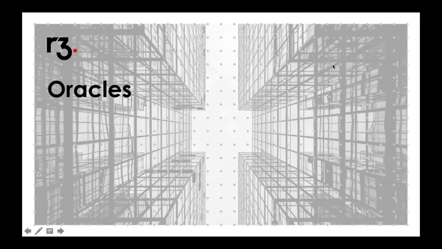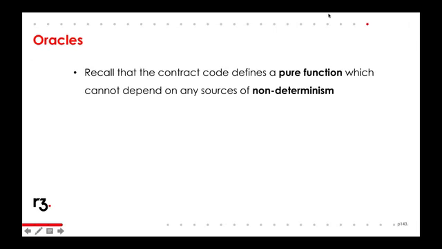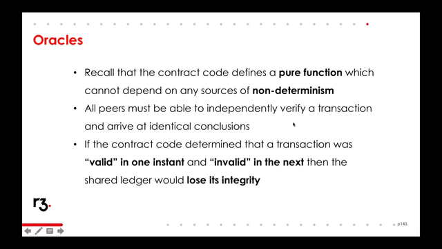So in this webinar, we're going to talk briefly about oracles, how they work and what functionality they provide. Recall that when we talked about contracts, the contract code defines a pure function, and as such, it can't rely on or reference any sources of non-determinism at all. The reason is that all peers must reach the same conclusion regarding whether a transaction is valid or not.